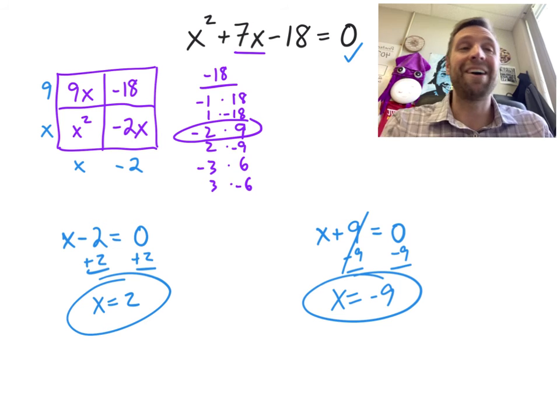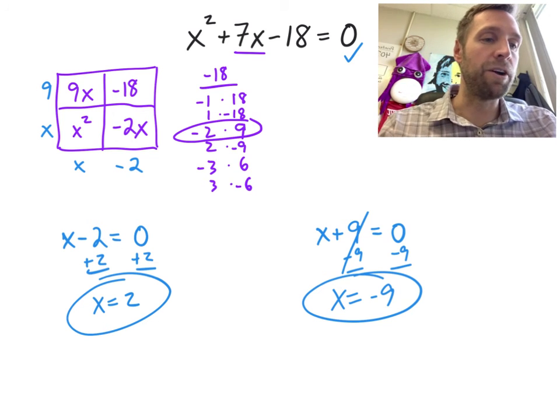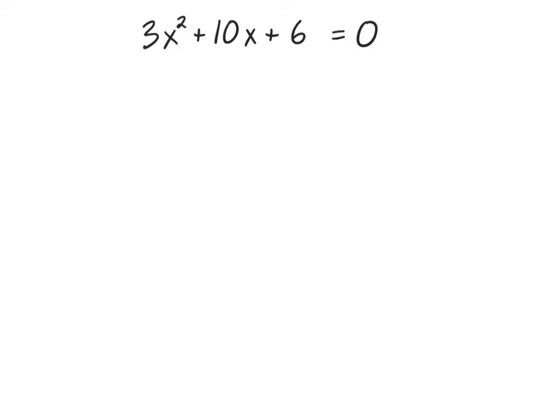So what do I do? I factor. Then I set them equal to 0 like I did down below. All right, here's another one. Not factored, I'm going to have to do the work.